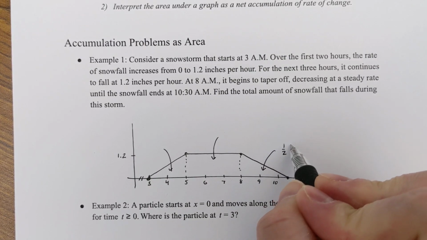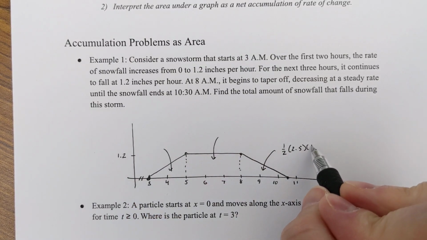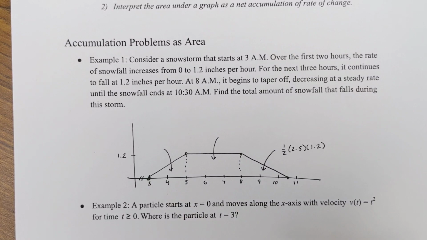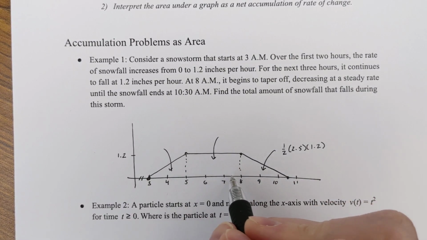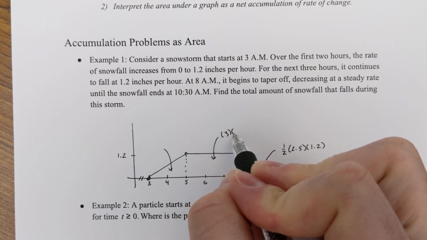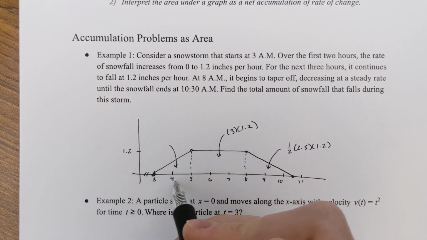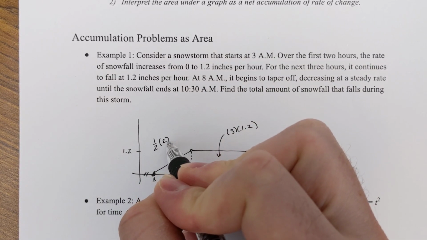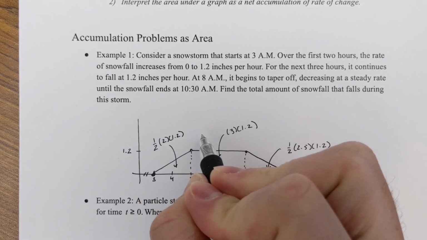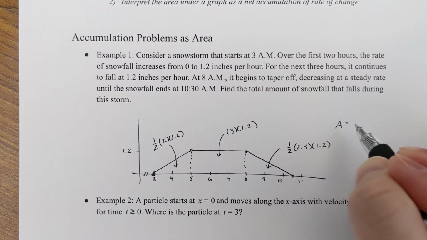So 1/2 base, and the height is how fast it's snowing, 1.2. In the middle, length times width, so 1, 2, 3, and the height is 1.2. And over in this section, 1/2, the base is 2, and the height is 1.2. So if we add up all those areas, we'll get the total accumulation.